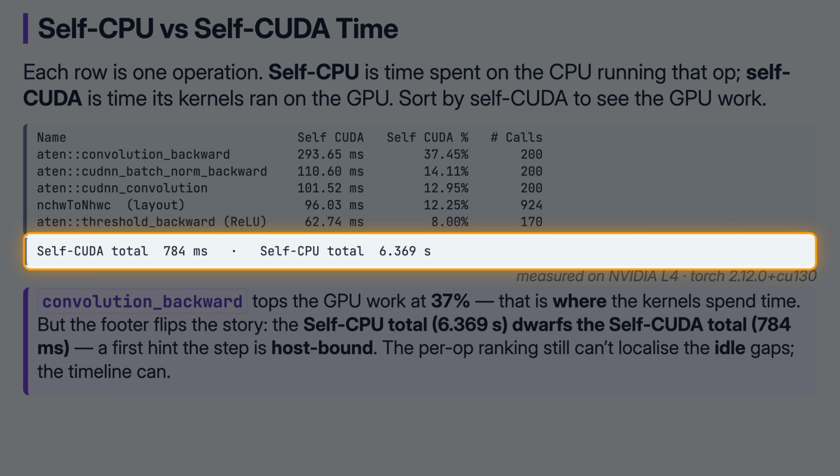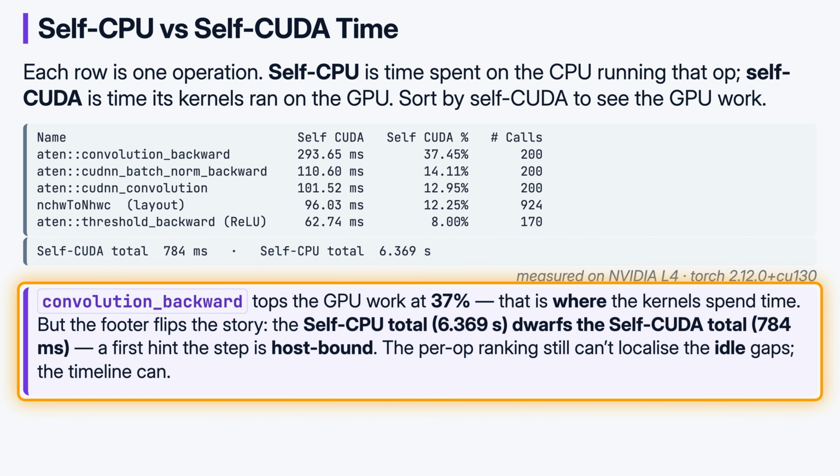Now drop to the footer totals. The self-CPU total is about 6.4 seconds. The self-CUDA total is only 784 milliseconds. The CPU is doing far more wall clock work. A first hint the step is host-bound.